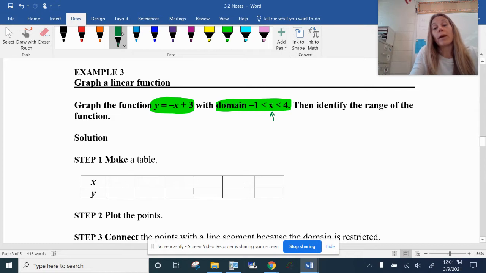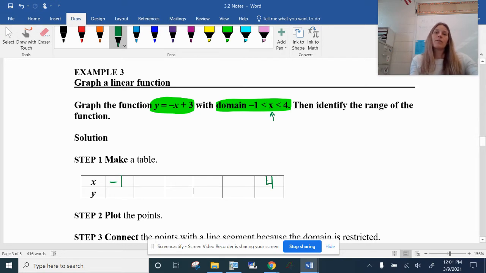So x is greater than or equal to -1, meaning that -1 is the smallest number x could be, and x is less than or equal to 4, meaning 4 is the largest number x could be. So that means your domain is all of the numbers in between and including -1 and 4. Now, it could be decimals, it could be fractions, it could be positives and negatives that are in between there, but you can pick anything within that domain to make your table.